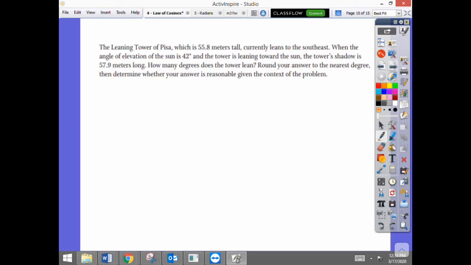Okay. Next problem deals with the Leaning Tower of Pisa. The Leaning Tower of Pisa, which is 55.8 meters tall, currently leans to the southeast. When the angle of elevation of the sun is 42 degrees and the tower is leaning toward the sun, the tower's shadow is 57.9 meters long. How many degrees does the tower lean? Round your answer to the nearest degree.